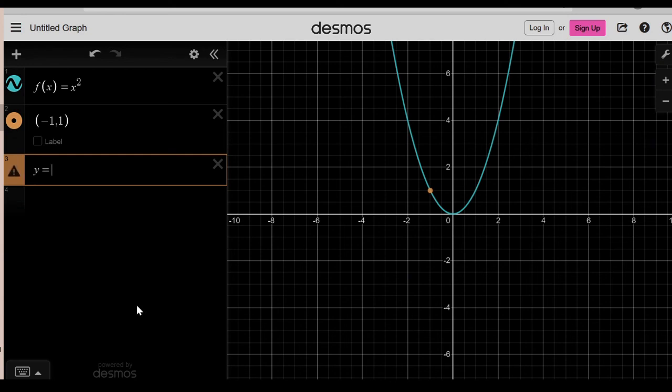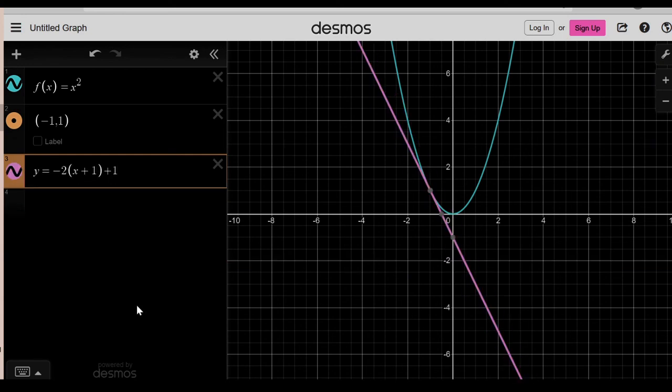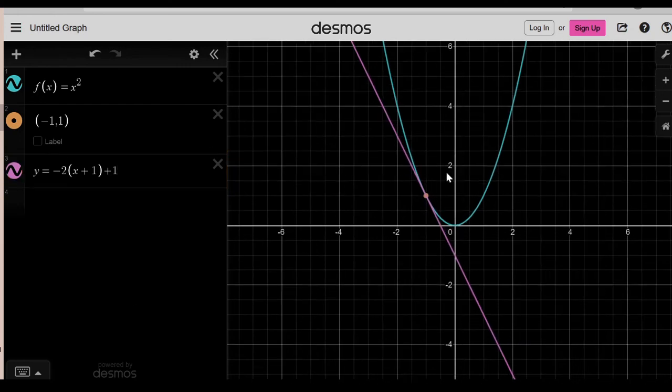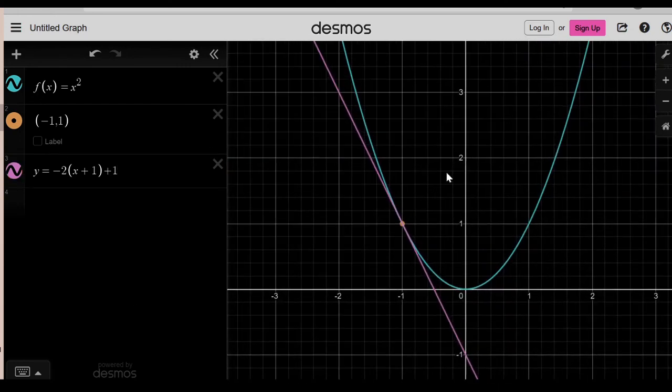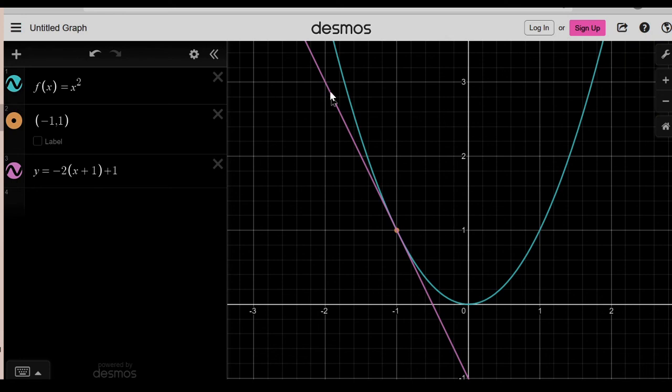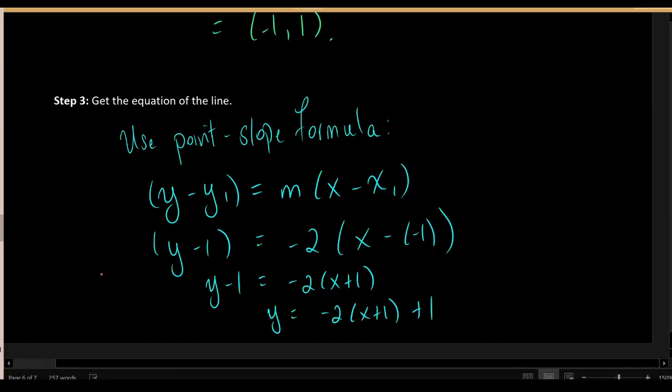We found y equals -2 times x plus 1, plus 1, and sure enough, that pink line is doing exactly what we want. The pink line is attached to x squared at this location, and the pink line is tangent to the graph. It has the same slope as the graph. So that concludes today's material.